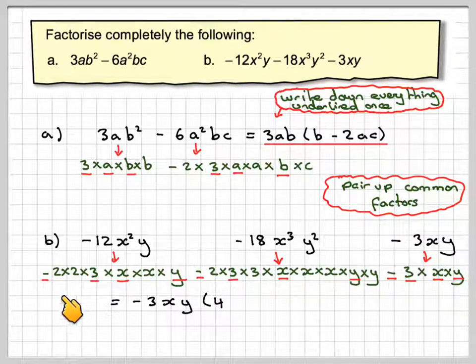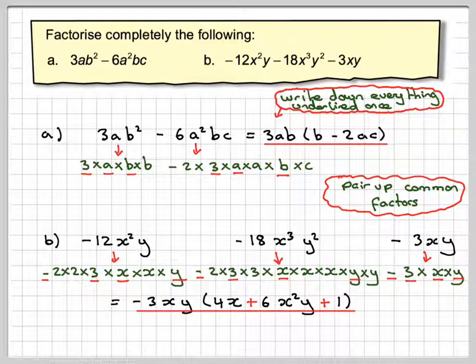so then we have 2 times 2 left. Forget the minus sign's gone out. Because we take the minus sign out, the next one is plus. Here what we've got left, we've got 2 times 3, which is 6, and we've got x times x, which is x squared, and we've got a y. And here we've taken everything out, but we've got to put something in here, so when we multiply this back in we do actually get this, and what we need to put in is a plus 1. Close the bracket. So this factorised becomes minus 3xy brackets 4x plus 6x squared y plus 1.